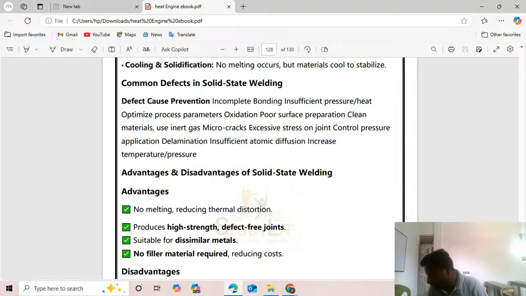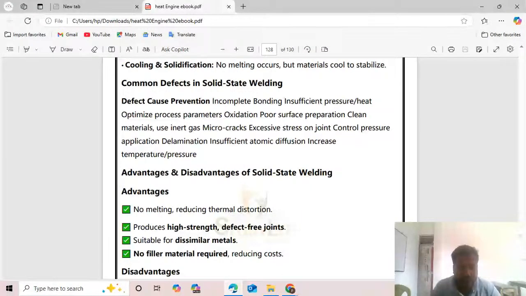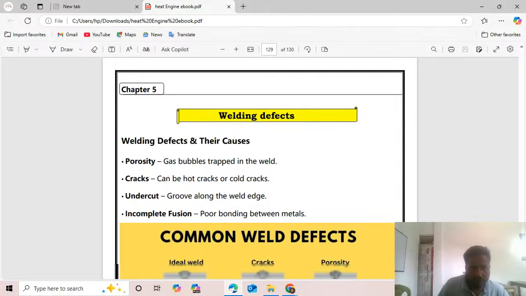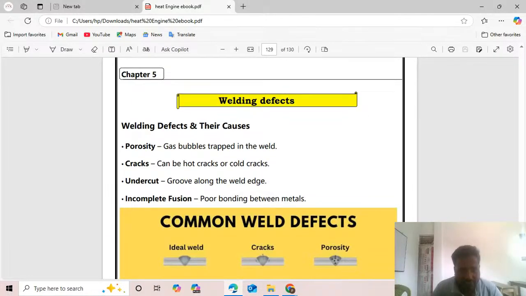We will see the advantages. Here no extra metal is used, no filler material is used, suitable for... Porosity: gas bubbles trapped in the weld. Cracks, or cold cracks.